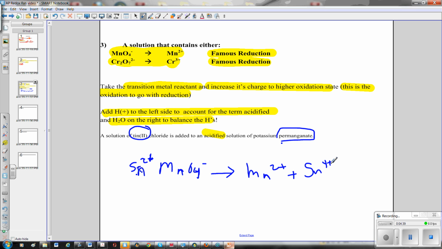There's my oxidation. Last thing I have to do is account for the acidification. So I'm going to add H+ on this side as a reactant, and that gets my acidified term done. And then I add water on the other side, H2O. And then from that point, all I have to do is balance it, actually. So I would have to put a 4 here, and 8 there to balance the hydrogens. Everything else should be balanced, and that's basically all you have to do.